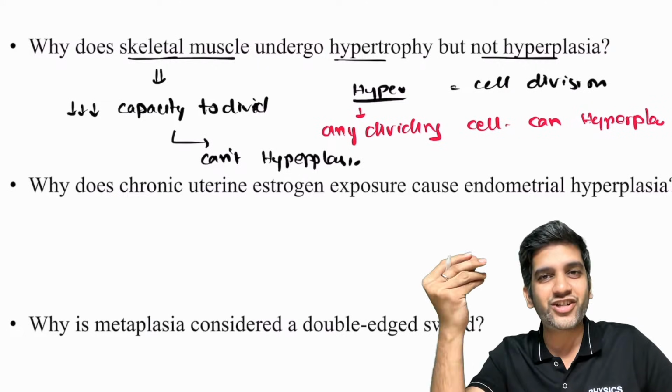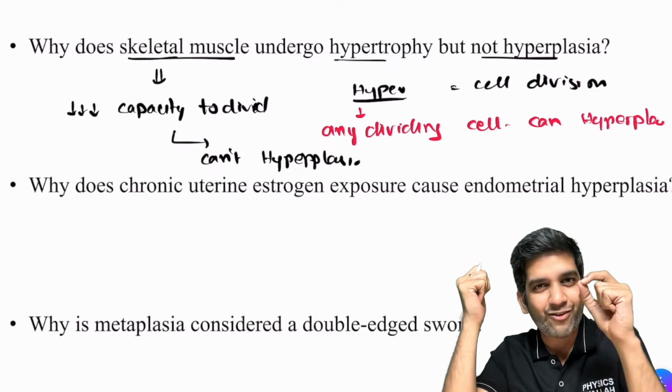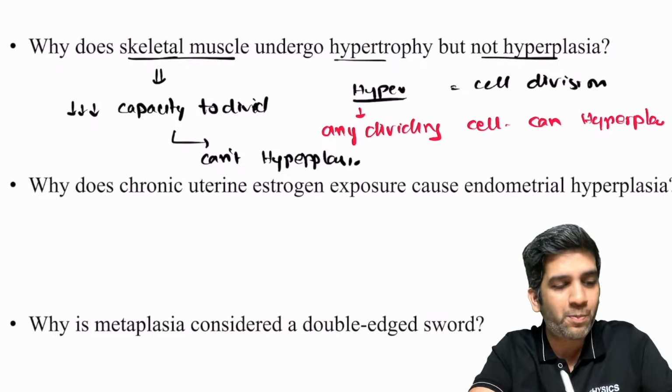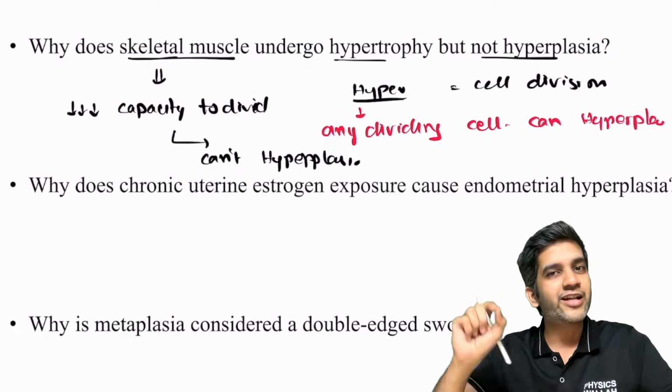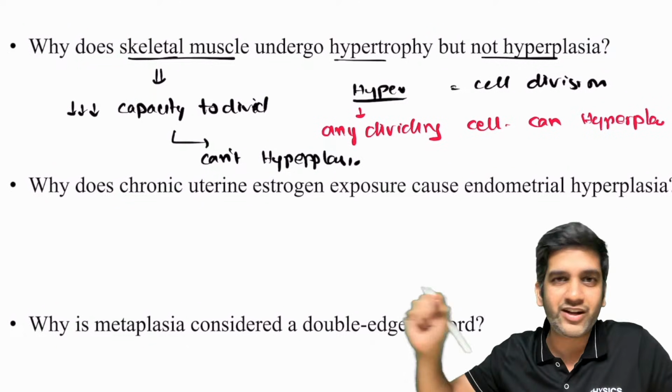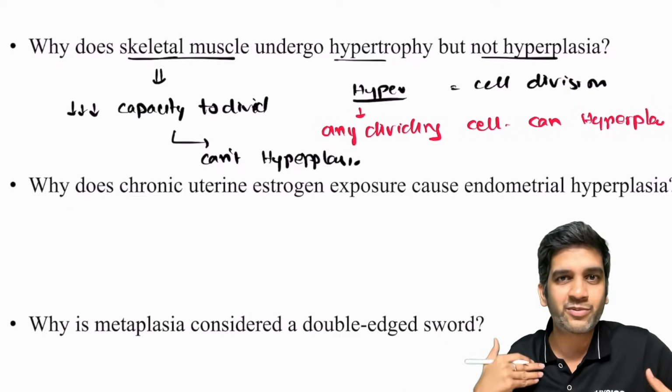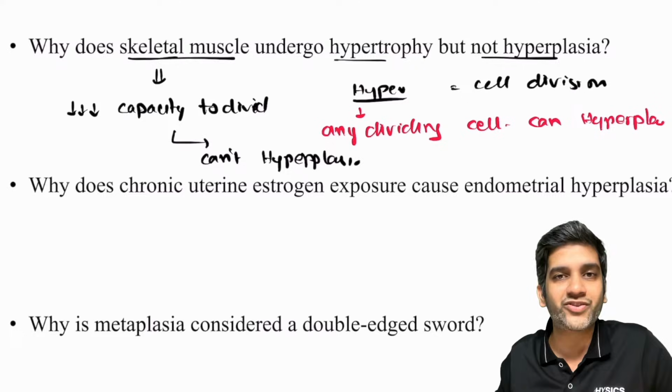So that is unfortunately the reason, because most of the reasoning questions have one answer. That's all. That should be enough. But I don't know if your examiners will be open to giving you marks if you just write skeletal muscle does not have the capacity to divide, so they cannot undergo hyperplasia. That's all. As simple as that. If I am the examiner, I'll give you full marks because you have answered what is required.